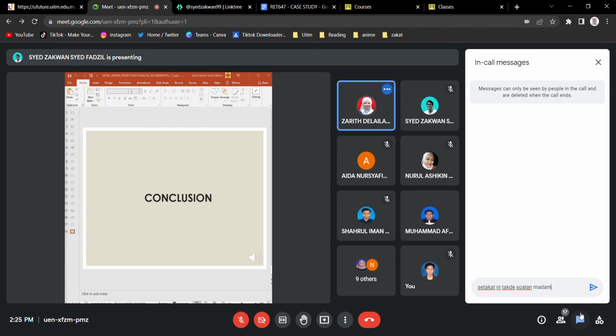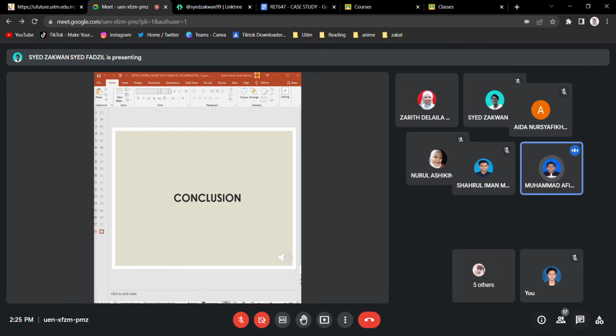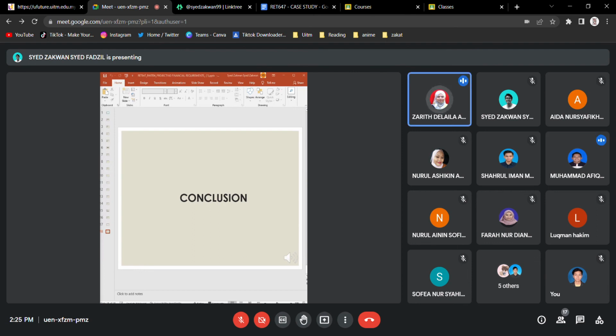Ramai tak ada hari ni kan? Tak sihat kot ya? Makan ketupat banyak kot ya? Ya, sebulan madam. Raya sebulan, tapi kelas pun kelas 1 semester. Syed raya mana, Syed? Saya raya dekat Temeloh, Pahang.